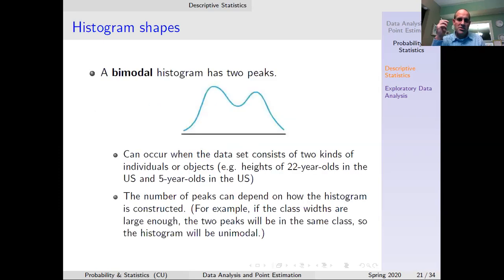Bimodal is a place where you have a couple of different peaks. This happens in practice a lot of times when you have two kinds of individuals, for example heights of 22-year-olds in the US and 5-year-olds in the US. The number of peaks can depend on how the histogram is constructed. If you tweak some of the class widths and lump some of the data together, it could cause the bimodality to disappear in some cases and make it more unimodal. So you have to use discernment when you're doing that.